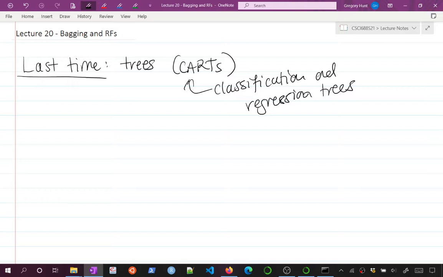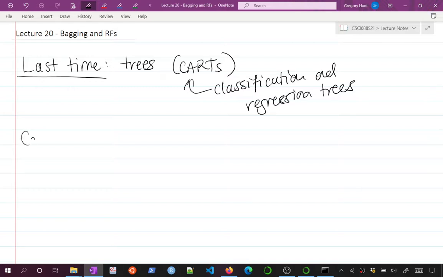instantiation of decision trees that are very popular in the statistical community. So typically when people talk about decision trees, they're talking about CARTs in particular. And I just wanted to tie up a couple loose ends on the CARTs, and then we can start talking about some problems with them and how we can solve some of those problems.